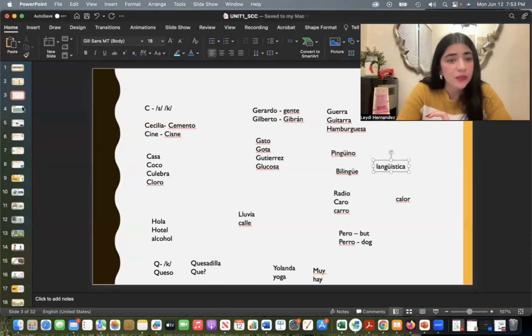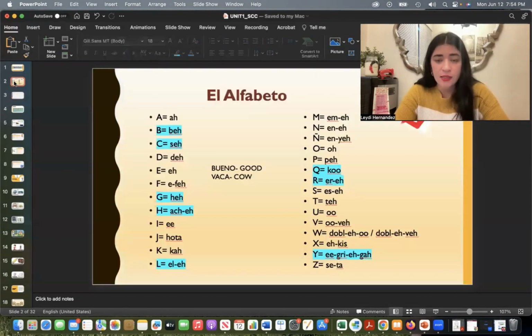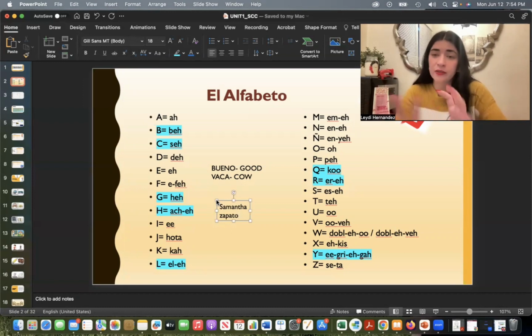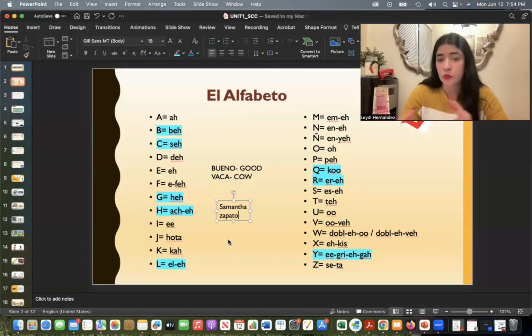I think that's it. Oh, also the S and the Z in Spanish, they have the same pronunciation. Okay, Samantha is the same as zapato, shoes. We don't have a difference in the pronunciation of these two letters. It's just when you write it, we have to respect the grammar, but in the pronunciation, it's the same.